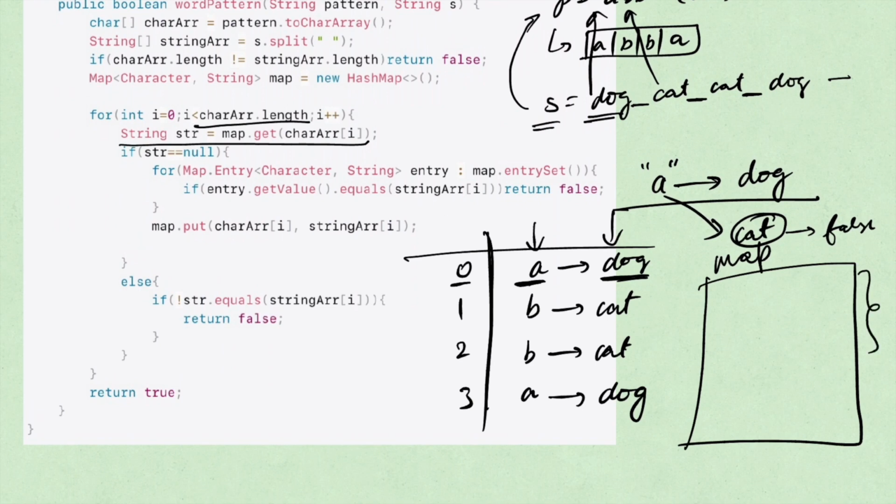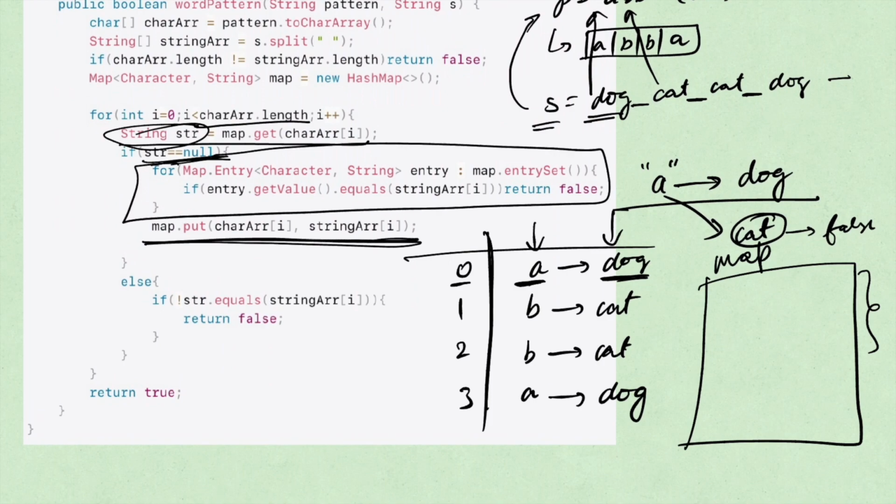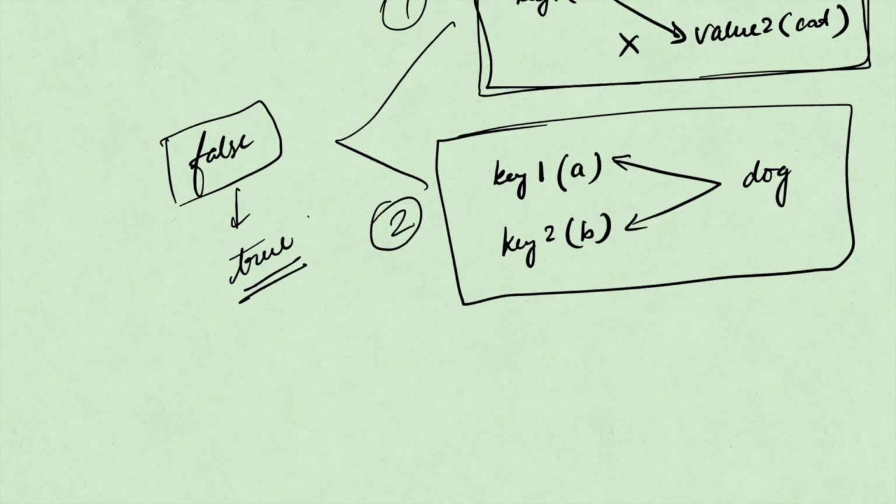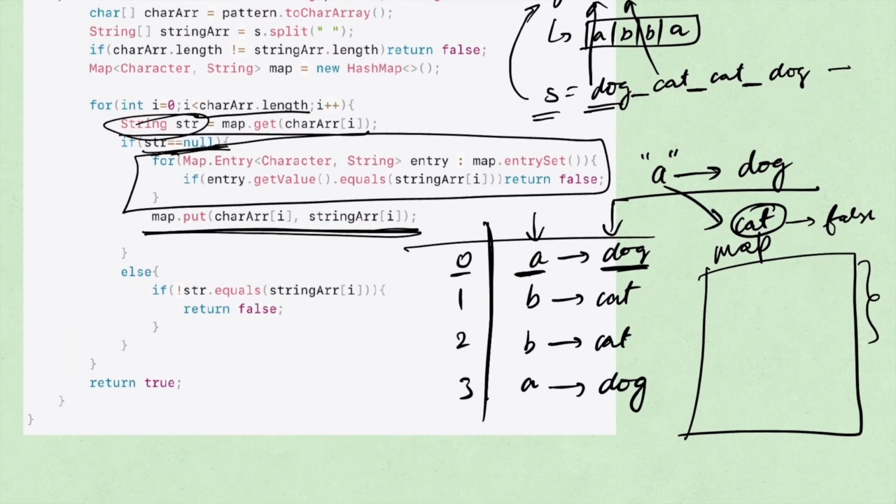So our string will be null, and in case of null, we have to simply add an entry. I'll come to this code. It actually comes from the second constraint that we have here, but let's see the code flow first. So if the entry is not present in the map, we just have to simply add the entry, that is, A will be mapped to dog.